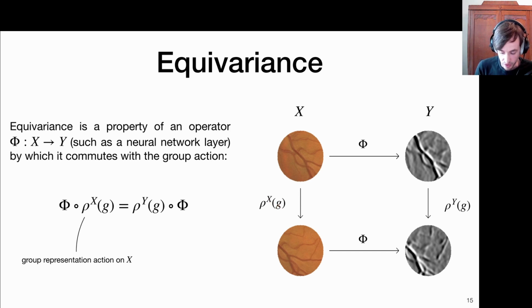So, for example, it could be the translation group. We know how to translate this image to this instance via the translation representation acting on images. And equivariance is such that this commutation diagram holds, right? It doesn't matter if I first translate and then apply the convolution, or first apply the convolution and then translate. As long as the final result is the same, then we say that the operator commutes with the group action, and thus the operator is group equivariant.